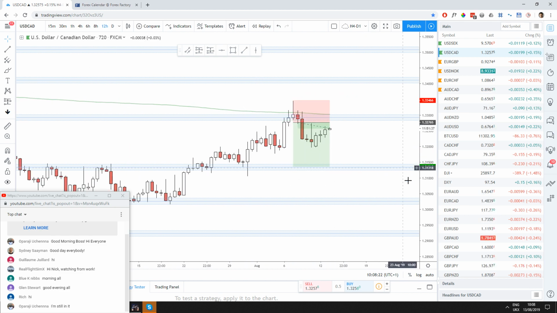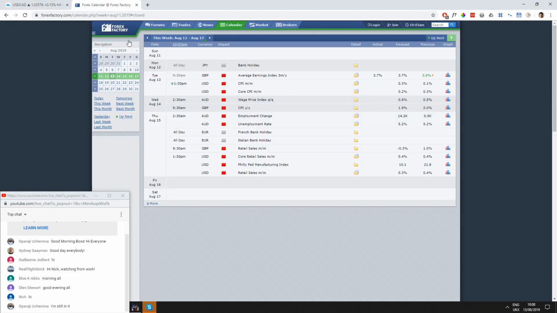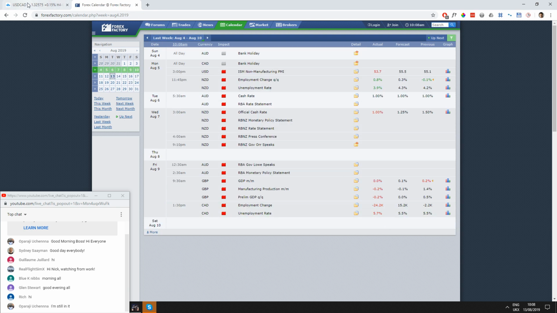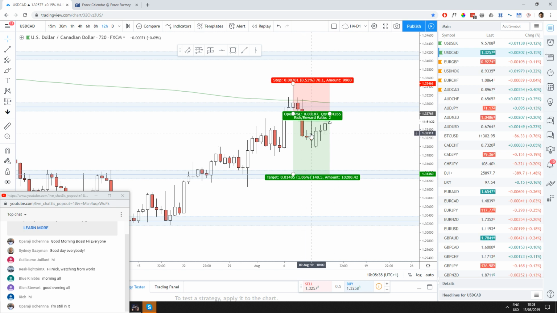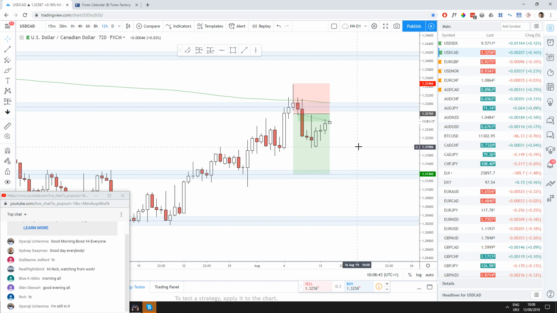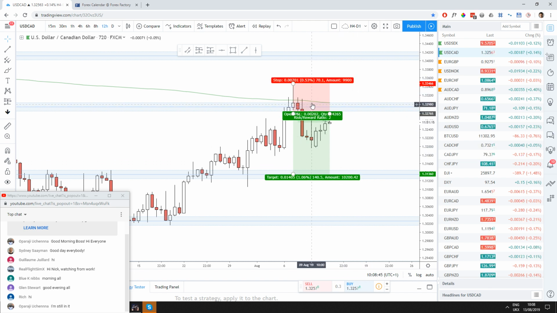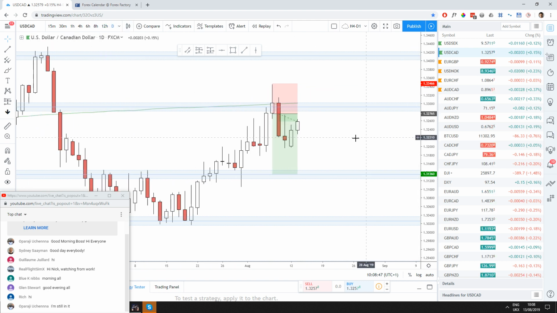But after that news last week, the CAD news that we were just talking about, in fact, the employment change out of Canada, it shot up, came back down, and then that was on Friday. And then on Monday, it just started working its way up slowly. This is a 12-hour chart, so you can see on the daily. So my stop loss is at break even. I'm just going to keep it there.